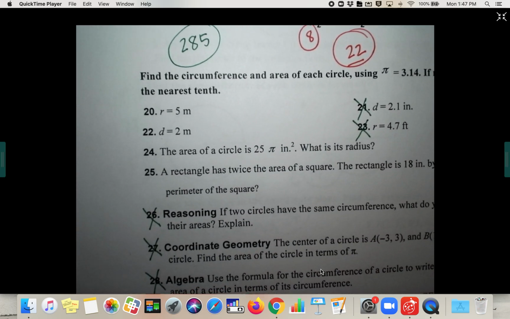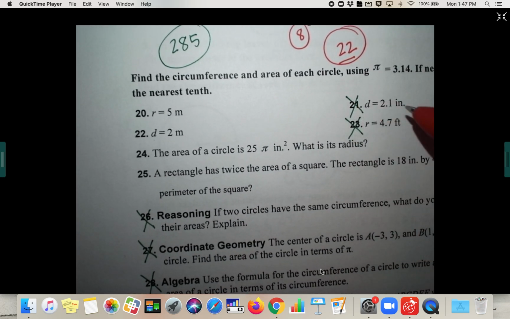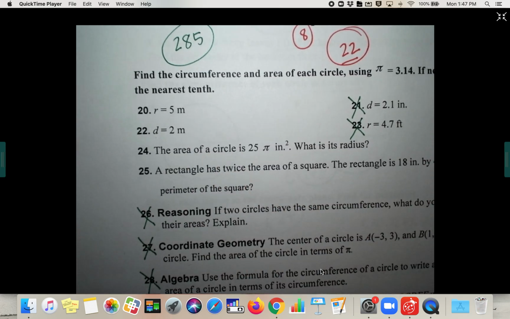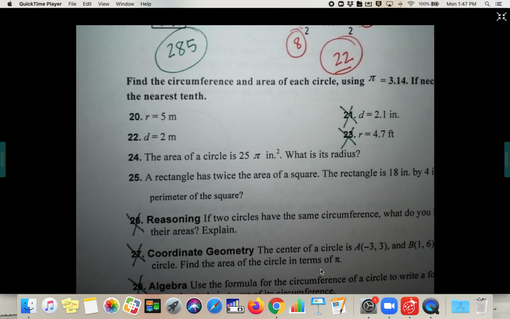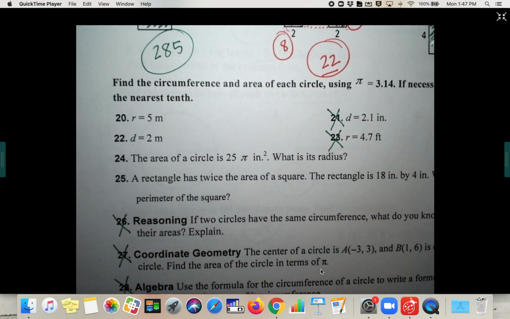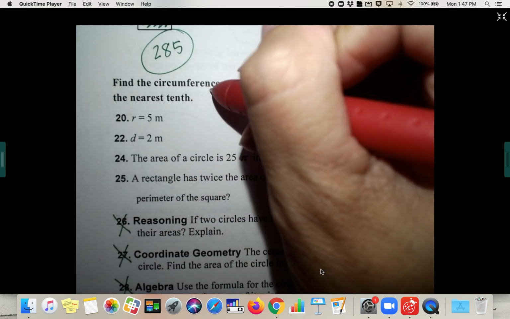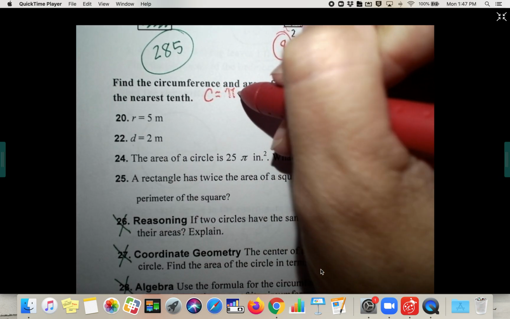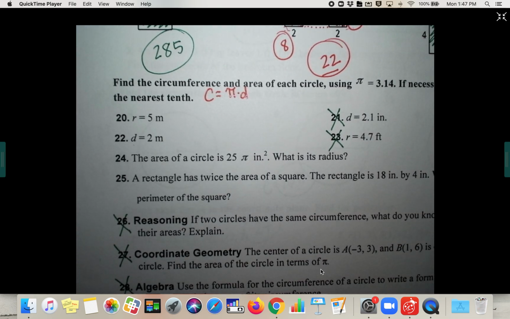All right. I crossed off these not because they're super hard, but because it's just the same thing over and over again. So we don't need to do this more times than a couple. So here we go. Circumference, just a quick reminder, circumference equals pi times diameter. Switching back to green.